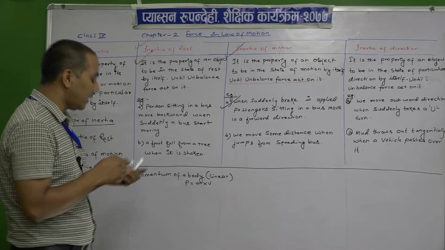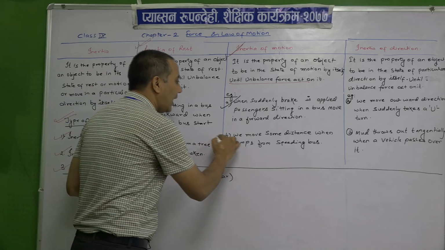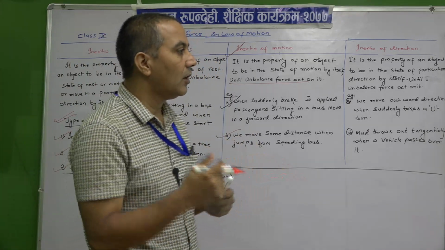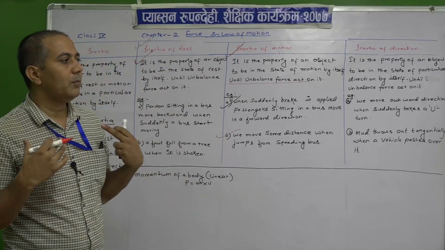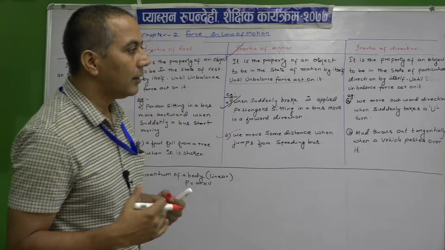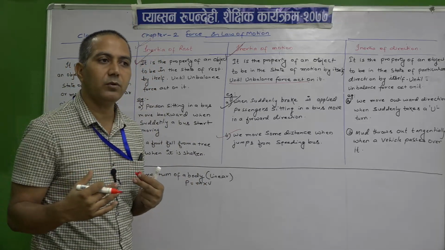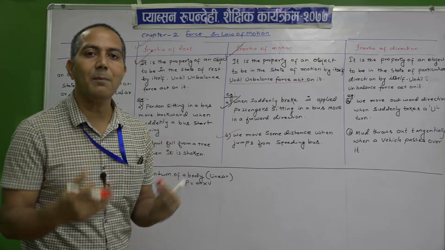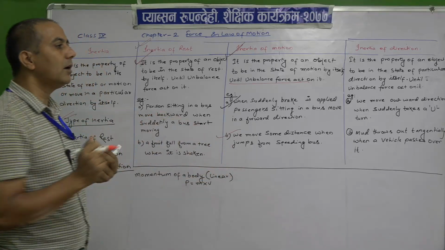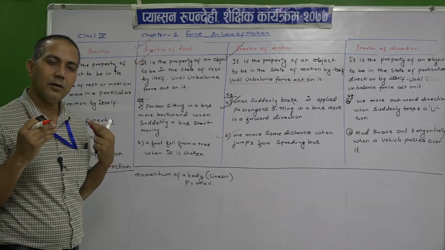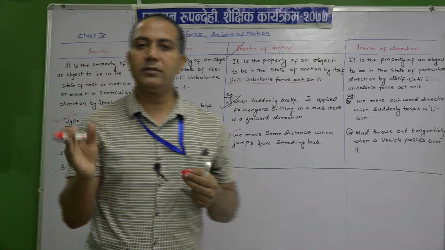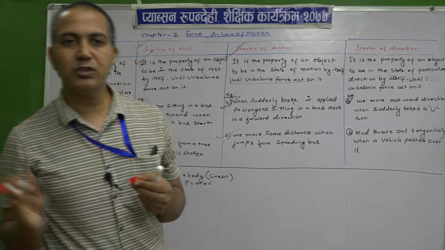Okay, this is another example of motion. We have to move some distance when we jump suddenly from a speeding bus, because our body is in motion, and if we jump to the ground, our body comes to rest all of a sudden. It will unbalance our body and we may fall down. Therefore, we have to move some distance so that we balance the body. So I think it is clear to you about the inertia of motion.